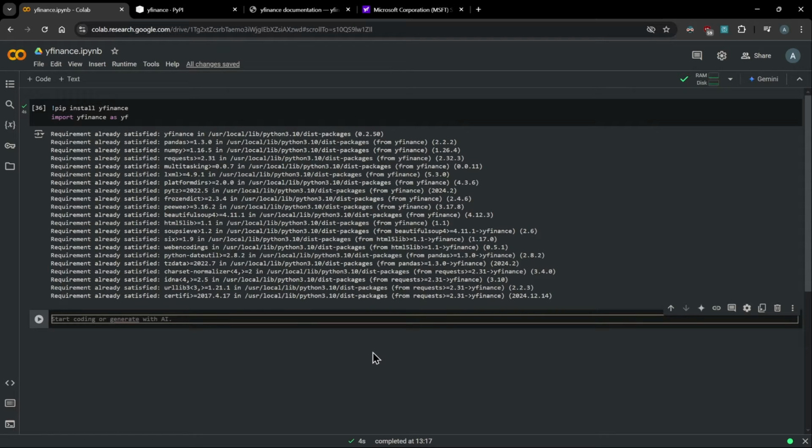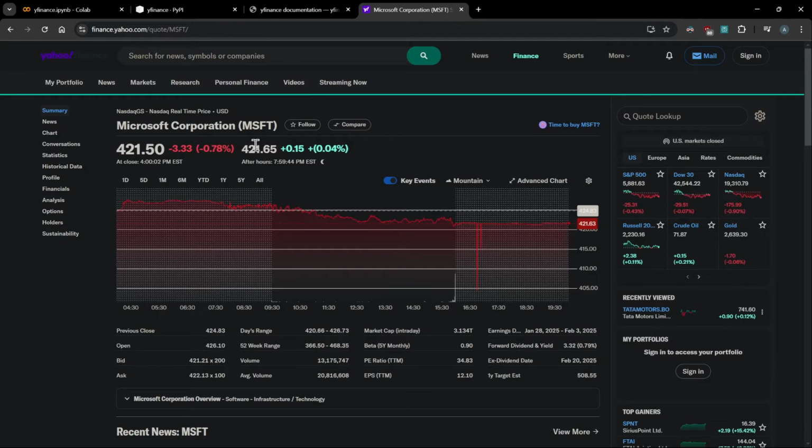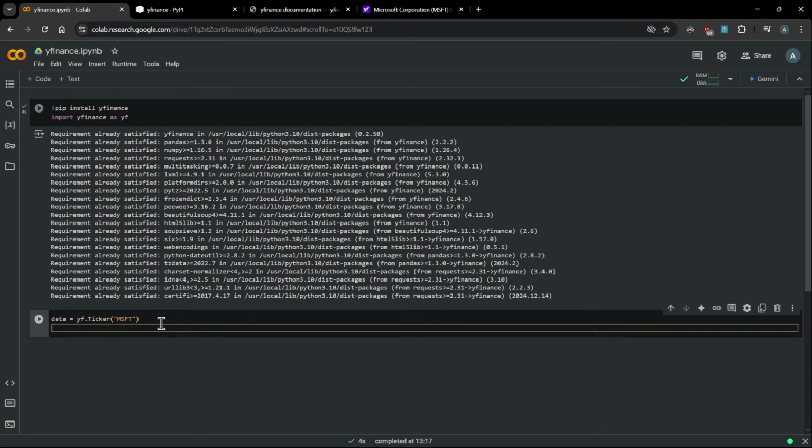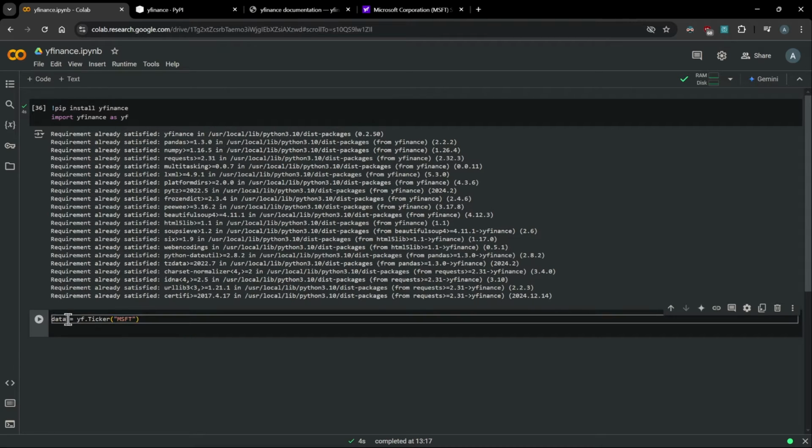Now, what you want to do is, let's say you pick a particular stock, Microsoft, as I mentioned before. So let's say data is equal to yf.Ticker of MSFT. So this is the code name for the Microsoft stock, and ticker is sort of the code name that is given for all these stocks. So the ticker for Microsoft is MSFT. So let's just put MSFT over here.